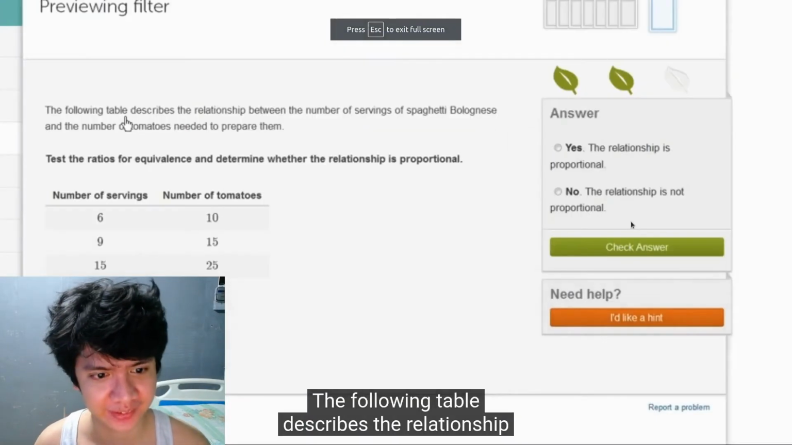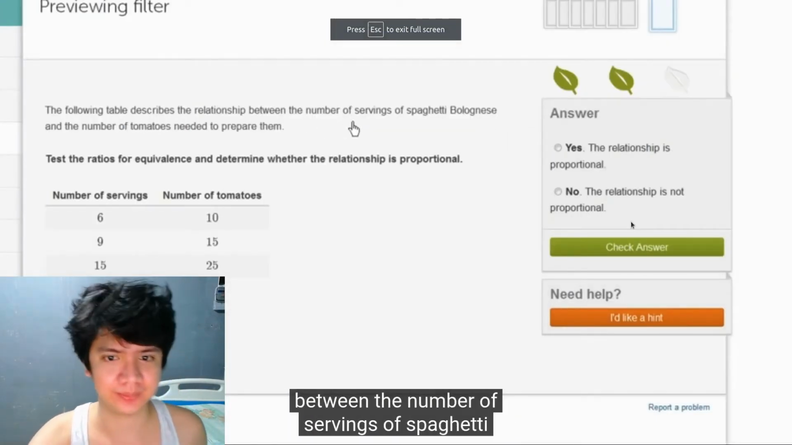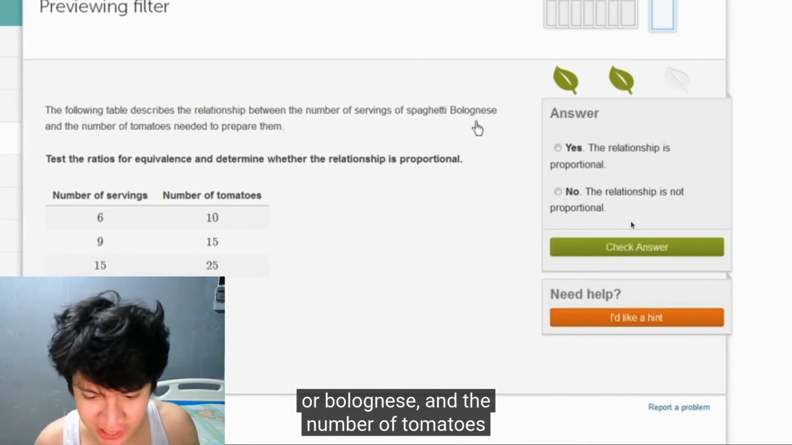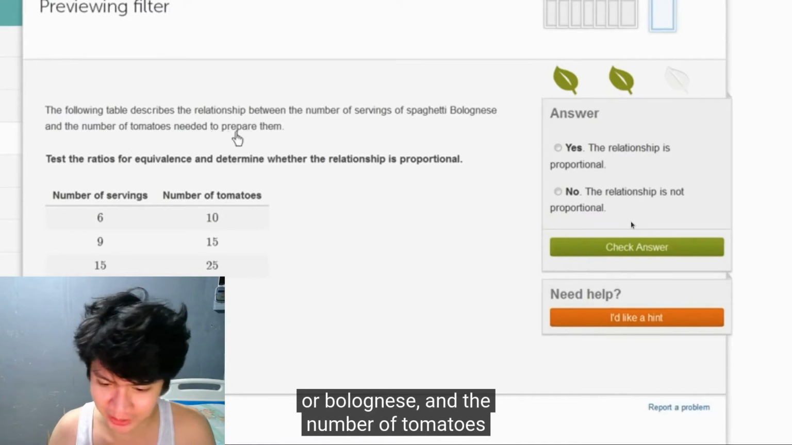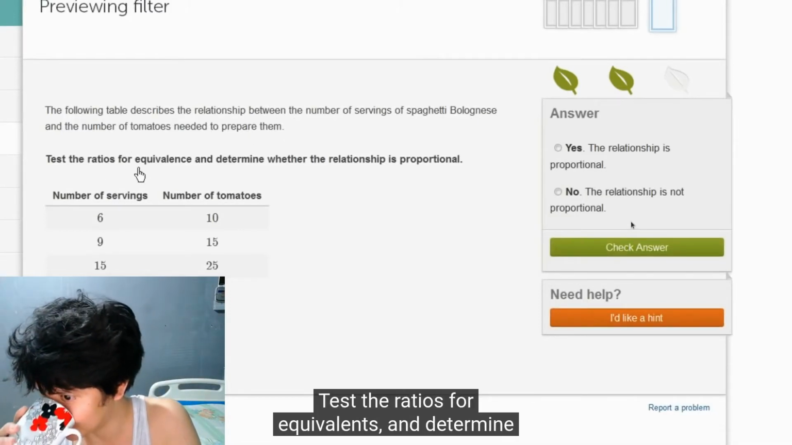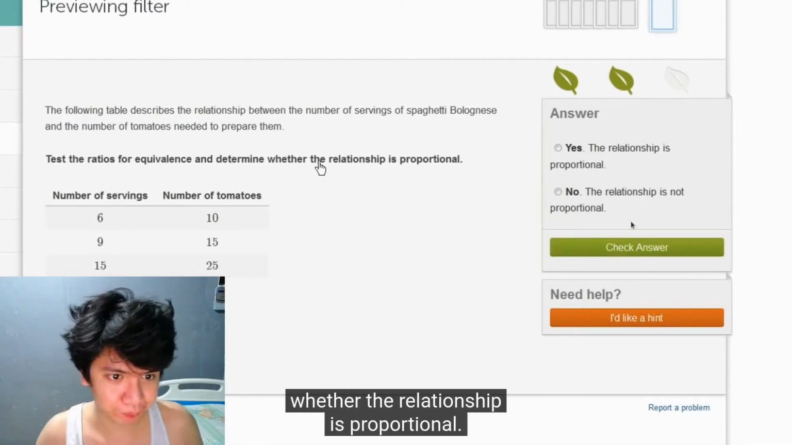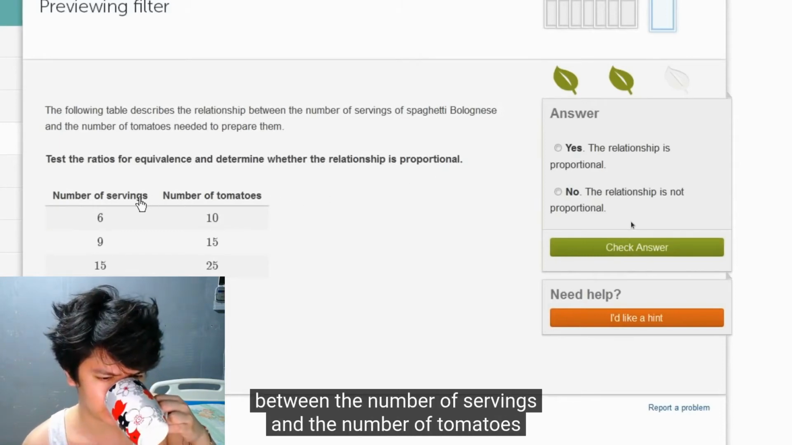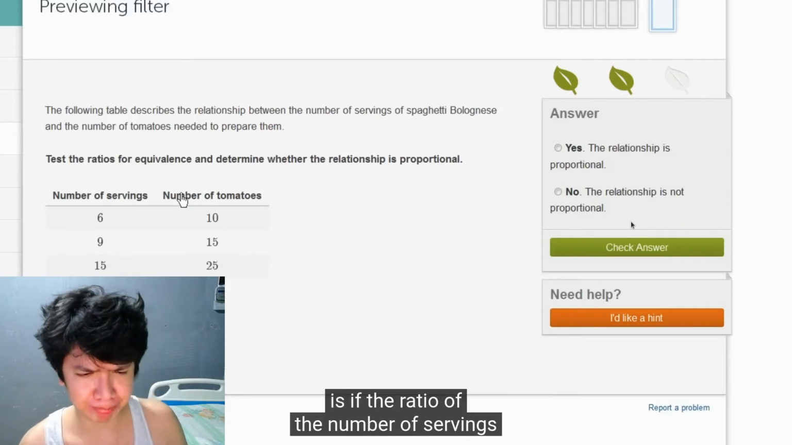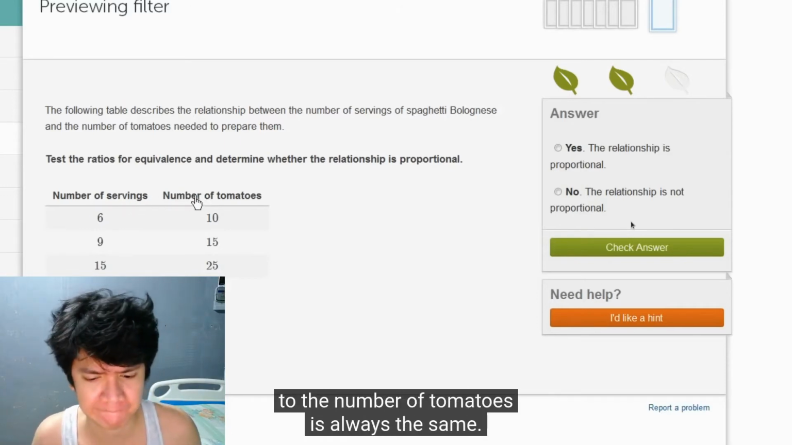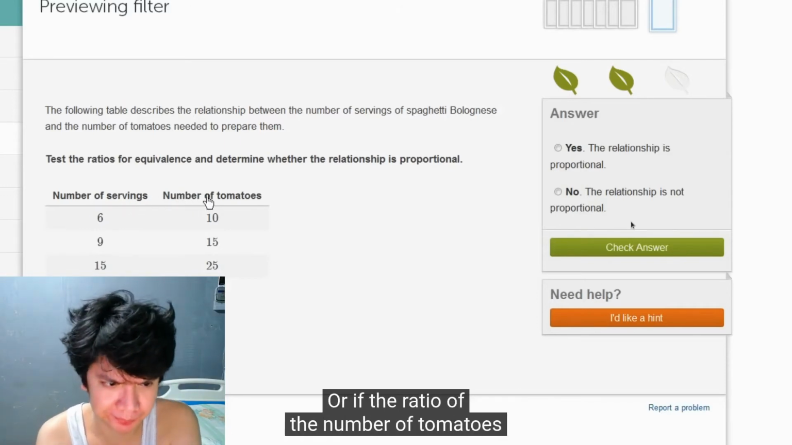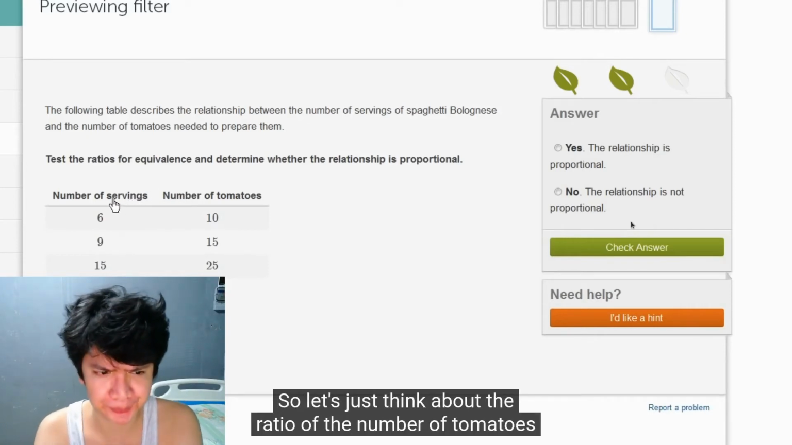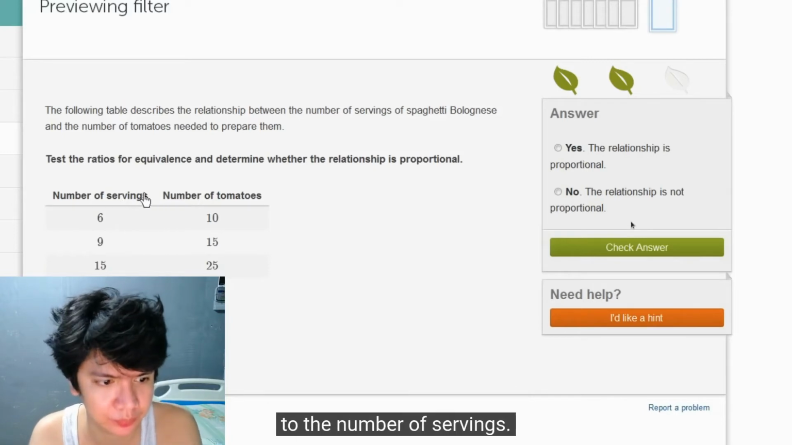The following table describes the relationship between the number of servings of spaghetti bolognese and the number of tomatoes to prepare them. Spaghetti bolognese? I have no idea what that is. Test the ratios for equivalence and determine whether the relationship is proportional. When you have a proportional relationship between the number of servings and the number of tomatoes, the ratio of the number of servings to the number of tomatoes is always the same, or the ratio of the number of tomatoes to the number of servings is always the same. So let's just think about the ratio of the number of tomatoes to the number of servings.